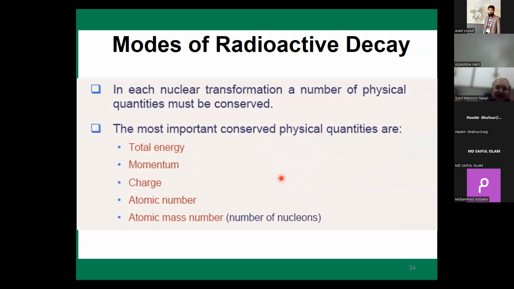But as in any other transformation, here again some conservations are essential, and the conservations are total energy conservation, momentum conservation, charge conservation, atomic number conservation, and atomic mass number conservation. So these conservations ensure that the processes follow a particular mechanism.